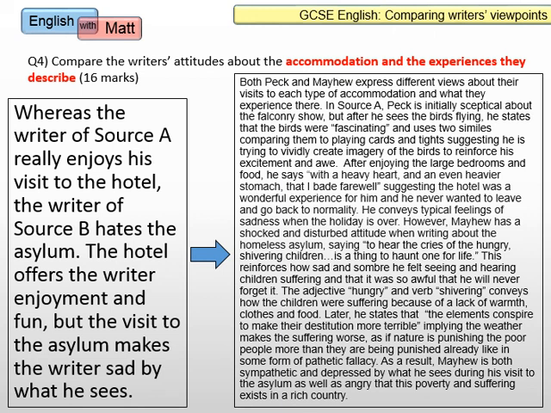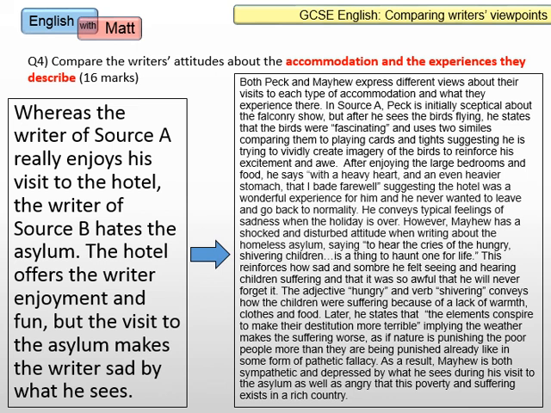The hotel offers the writer enjoyment and fun, but the visit to the asylum makes the writer sad by what he sees. That will get you some marks, maybe 3 out of 16 perhaps, but it won't get you many marks. And again, it all depends on what your predicted grade is, what you're aiming to get with English language. But if you're aiming to get, obviously, a grade 4, you would have to develop your response a little bit more than that.